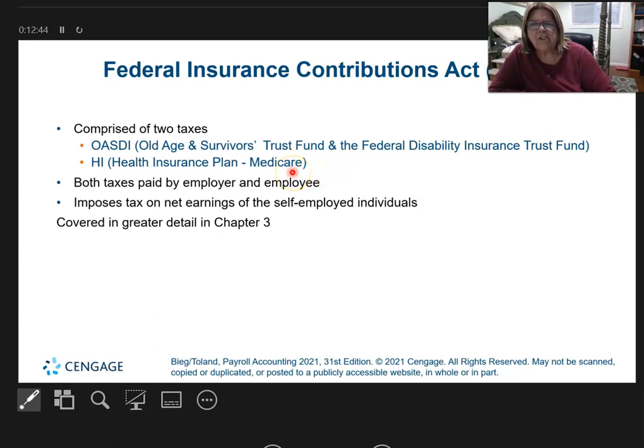Okay, so HI is considered for Medicare and OASDI is considered Social Security, and these will fund your actual accounts. So no matter what, you will be paying these two taxes. And we'll talk about it more in Chapter 3.